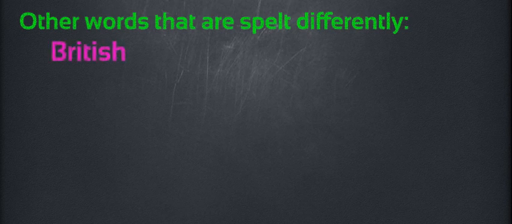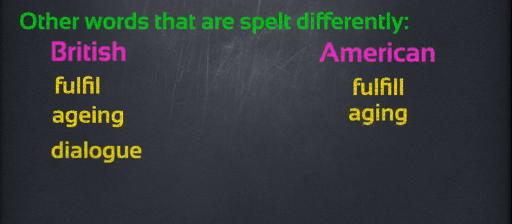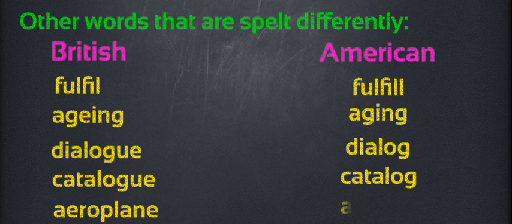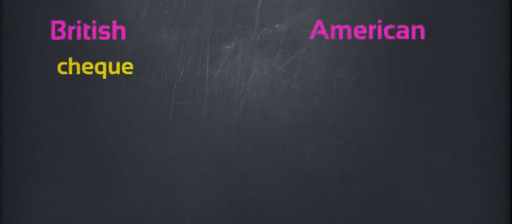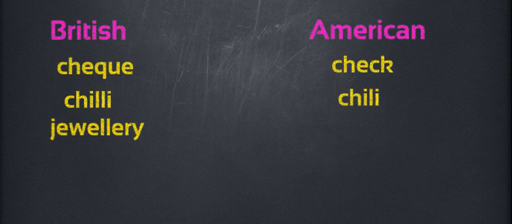Other words that are spelled differently. We'll start with the British English spelling. Fulfil. Fulfill. Ageing. Aging. Dialogue. Dialog. Catalogue. Catalog. Aeroplane. Airplane. Cheque. Check. Chilli. Chili. Jewellery. Jewelry.